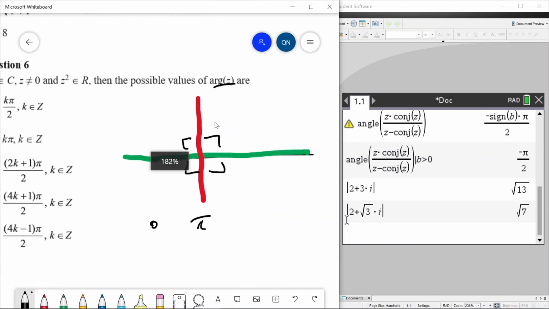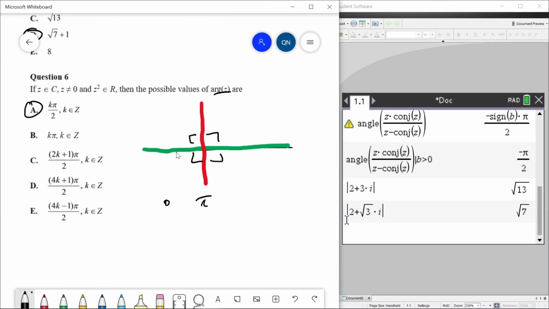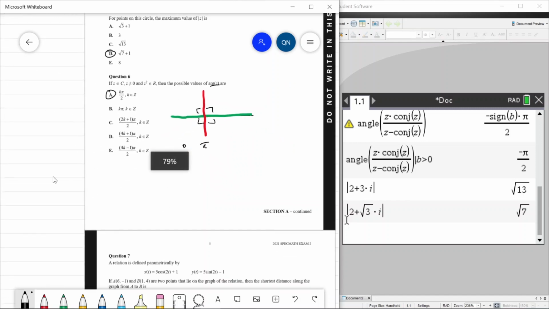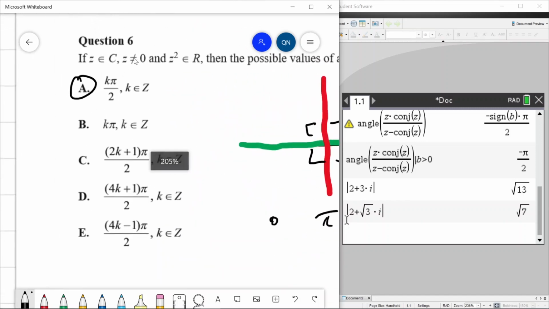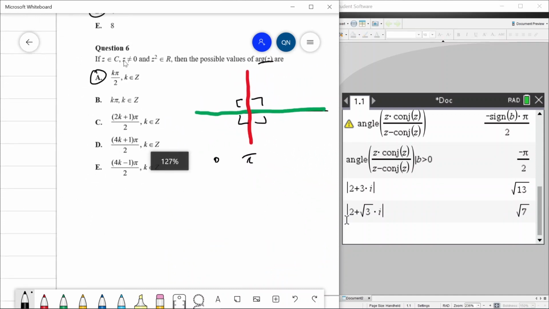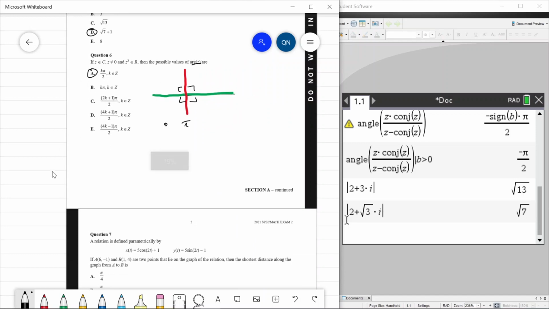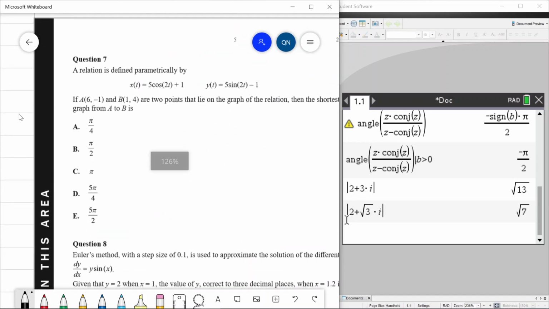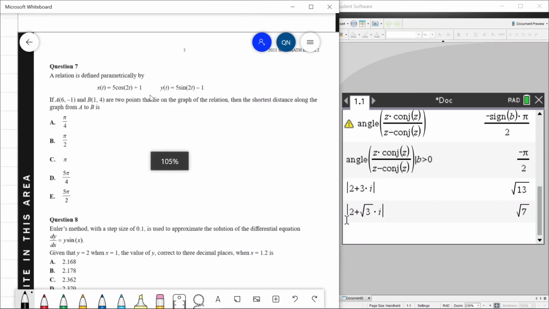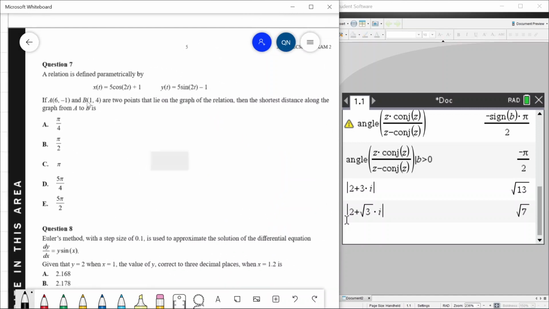So the only numbers that satisfy this are the red line or the green line. All right. I don't know why they excluded z equals 0 because, oh yeah, that's right, arg z, that's arg of 0 is undefined. That's why they removed 0. So question 7, a relation is defined parametrically by these set of parametric equations.